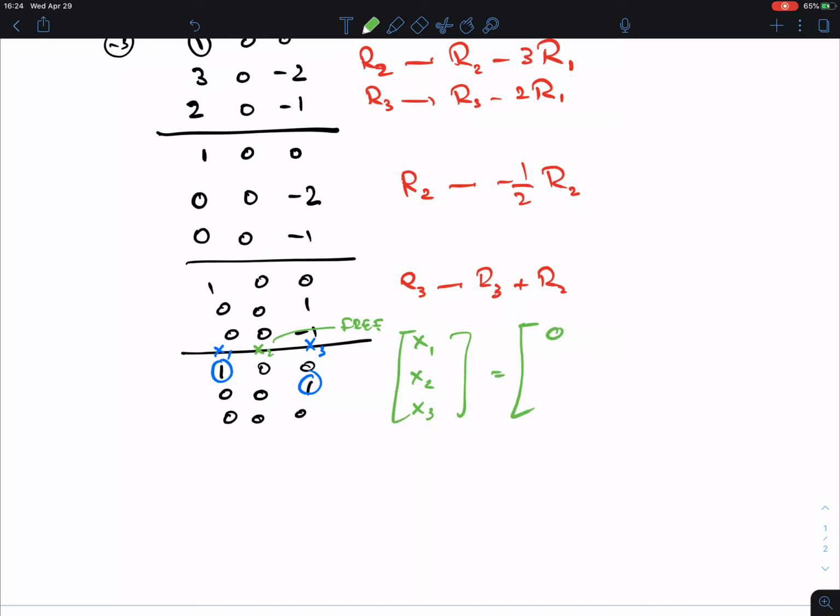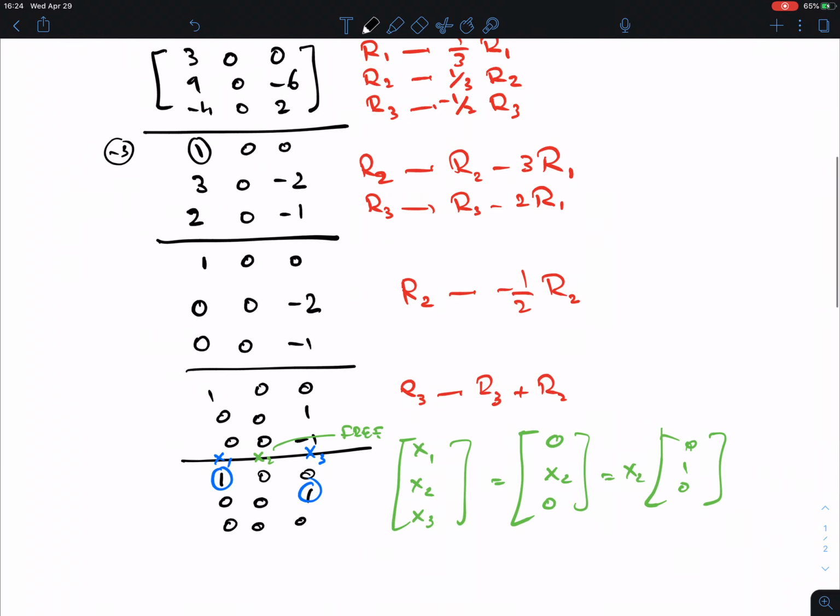x1 is 0, x3 is 0, and x2 is equal to itself, so we get x2 times 0, 1, 0. First basis vector. Okay, that's for lambda equals negative 2. Now lambda equals 1.